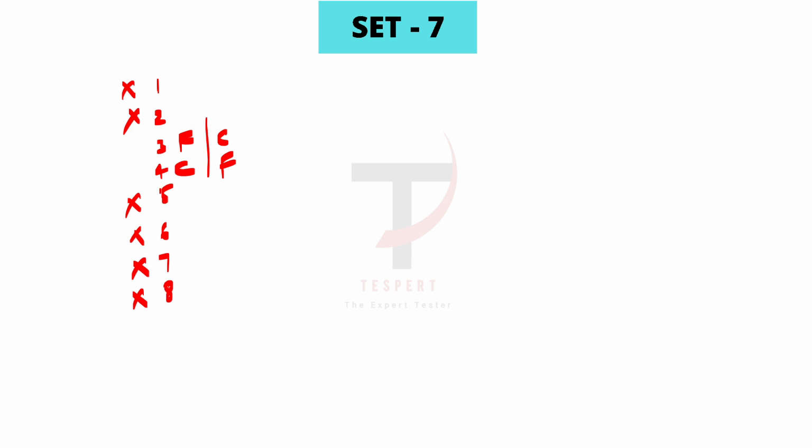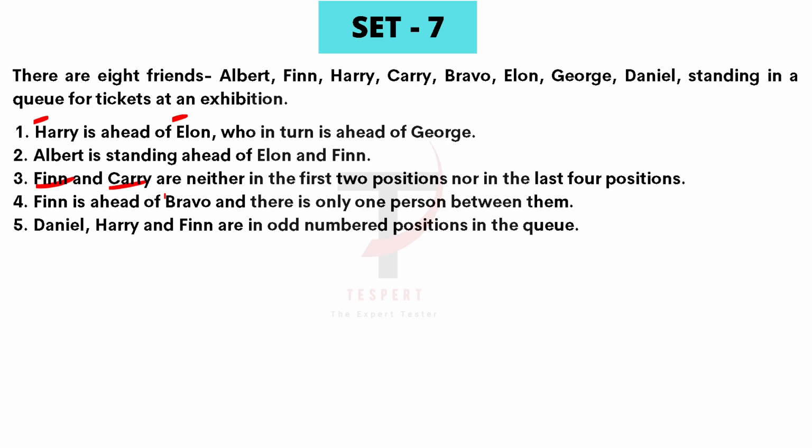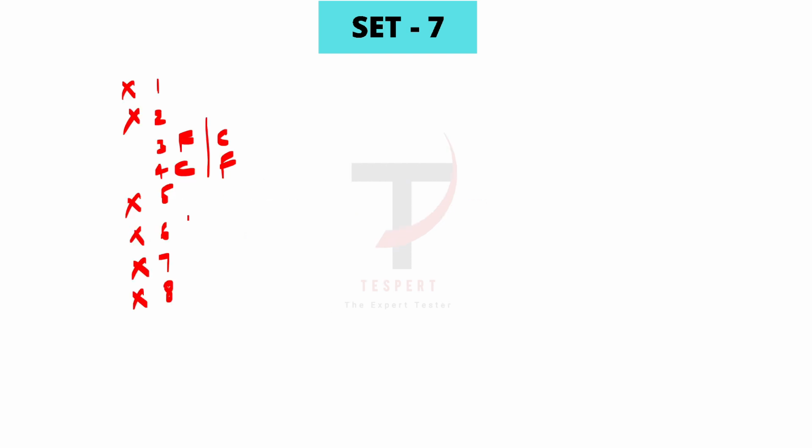But another thing which is given is there is only one person between Finn and Bravo. So if there is only one person between Finn and Bravo, then Bravo must come here in the 5th position. Bravo must occupy the 5th position because there should be only one person between Finn and Bravo, which is C, which means this case is ruled out.